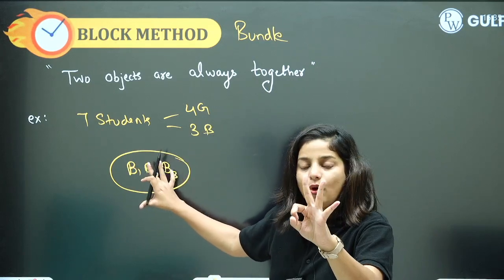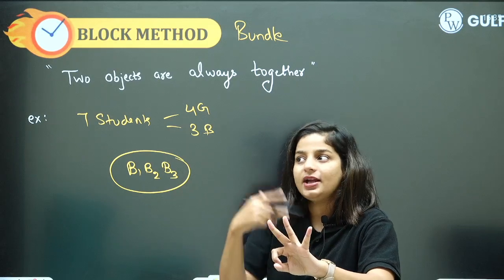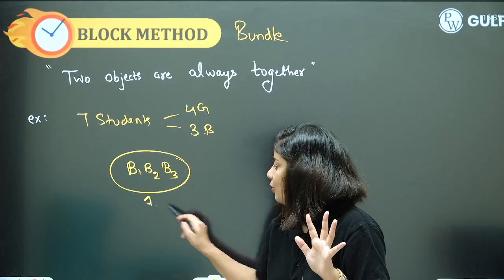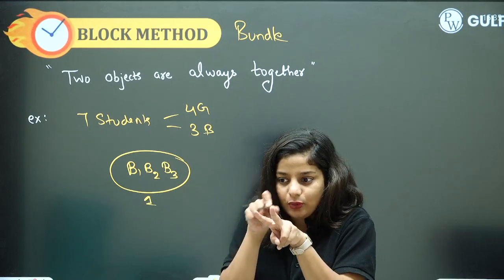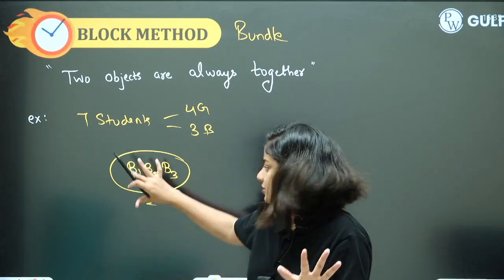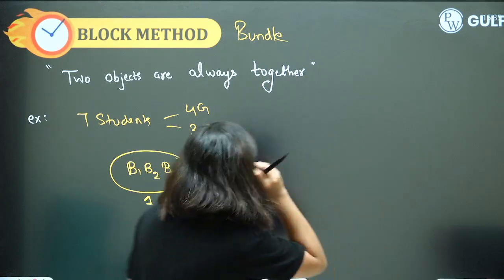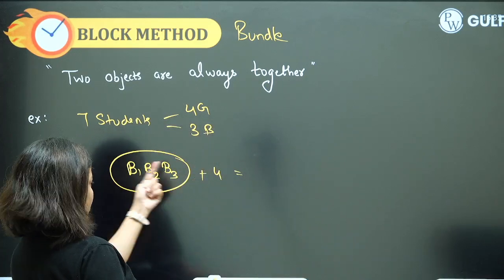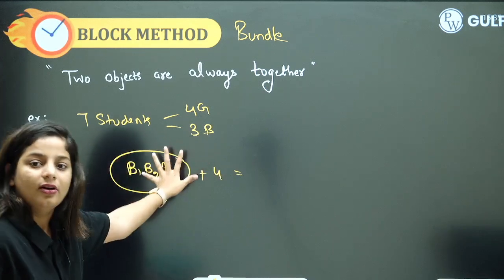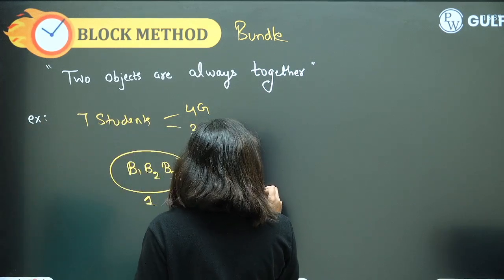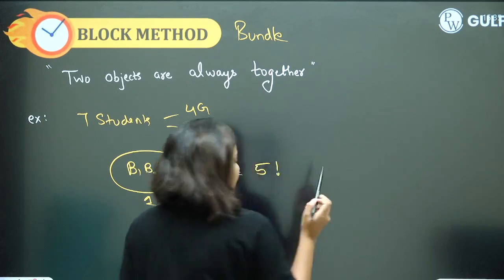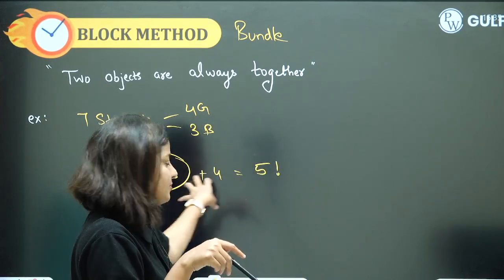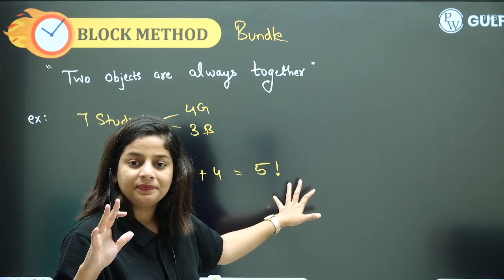So these 3 boys are not actually 3 boys for me. For me, there's only one object, one boy. I just have to pay attention to one object and I'm done. So these 3 boys are counted as one object, whereas the remaining 4 girls will be counted as 4 objects. So 4 girls and 1 gang is equal to 5 objects. 5 objects can arrange among themselves in 5 factorial ways.